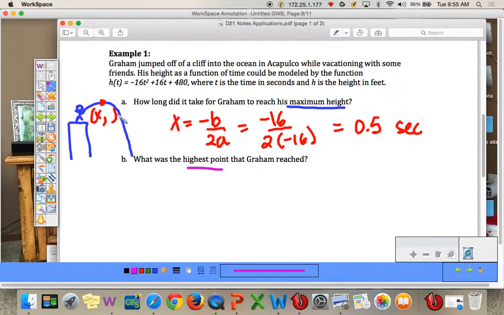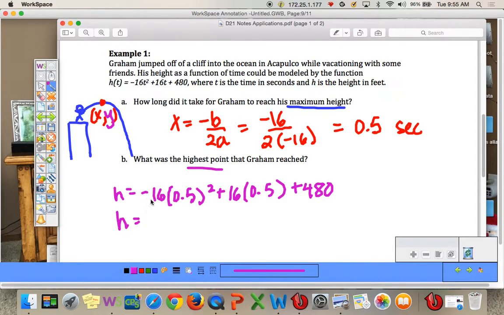What is the highest point that Graham reached? That's the y value, the height. So to find that, we plug in the time in which he reaches his maximum height into the original function. So h of 0.5, I'll just write h. Negative 16 times 0.5 squared plus 16 times 0.5 plus 480. And then you just type that in to find his maximum height. And you do that, and I think you get 484. So he jumps 4 feet higher than where he started from after 0.5 seconds.